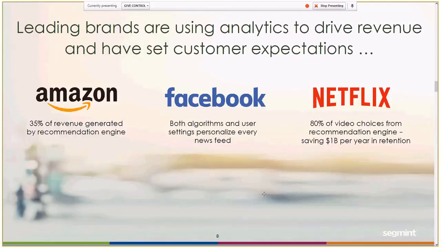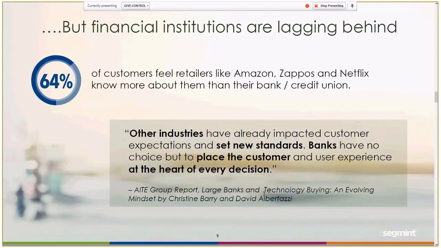But I think we would all agree, and what we've seen for the last 10 years being in business as Segmint, is financial institutions are lagging behind in this trend, right? We see 64% of customers at the institution feel retailers like Amazon, Zappos, Netflix really know more about them than their bank or credit union does. As it's quoted here, other industries have already impacted customer expectations and really set the bar, set new standards. Banks have no choice but to place the customer and user experience at the heart of every decision.